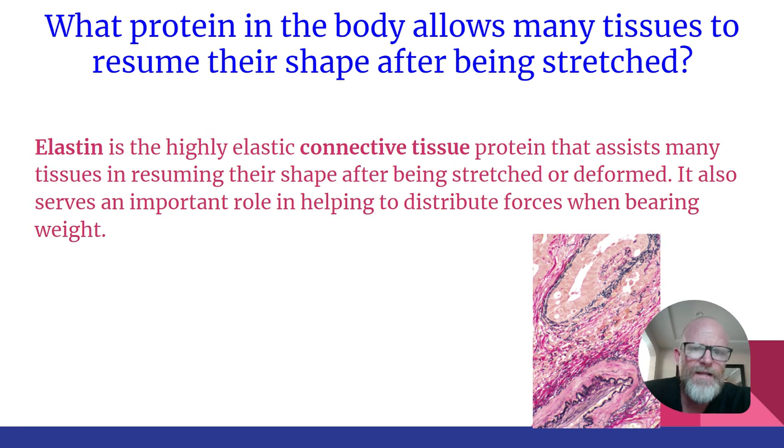What protein in the body allows many tissues to resume their shape after being stretched? This is elastin. It's a highly elastic connective tissue protein that assists many tissues in resuming their shape after being stretched or deformed. It also serves an important role in helping to distribute forces when bearing weight. So as patients get older, elastin typically decreases, which will increase the risk for skin tears, skin injury, etc.